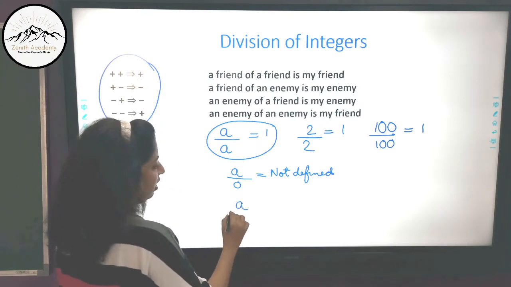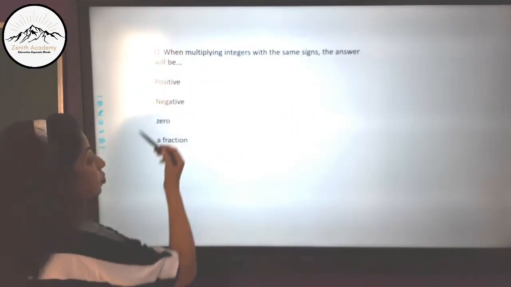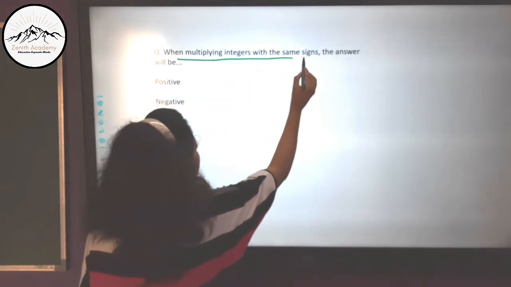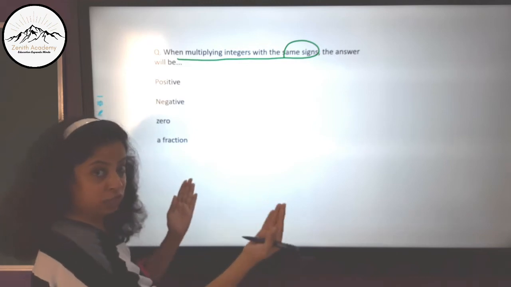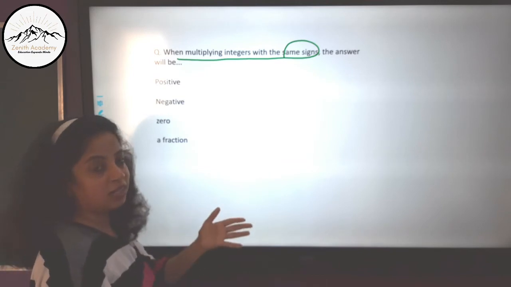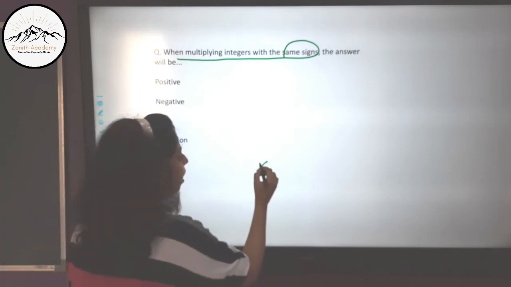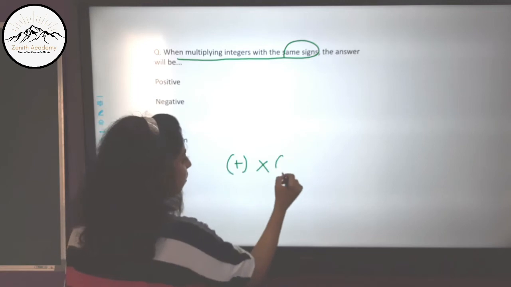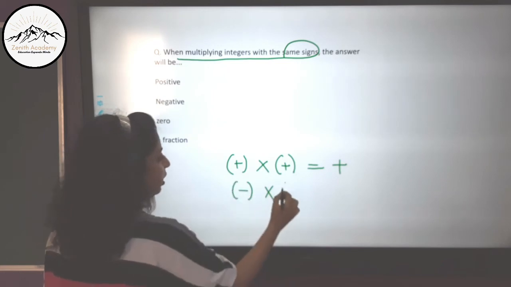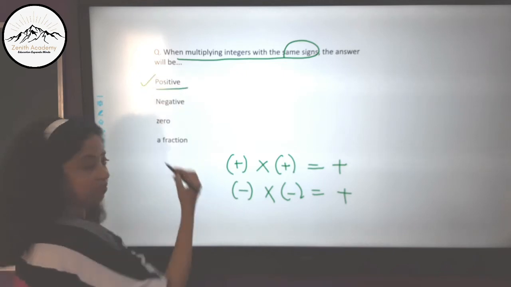And a divided by 1 is a itself. So let's go with the first question. These are the different types of questions that can be asked. When multiplying integers with the same signs, the answer will be, see, a friend of a friend is a friend, an enemy of an enemy is also a friend. So when you multiply two positive signs, we already know that it gives a positive, and when you multiply two negative signs, it will also give you a positive. So the answer here is positive.